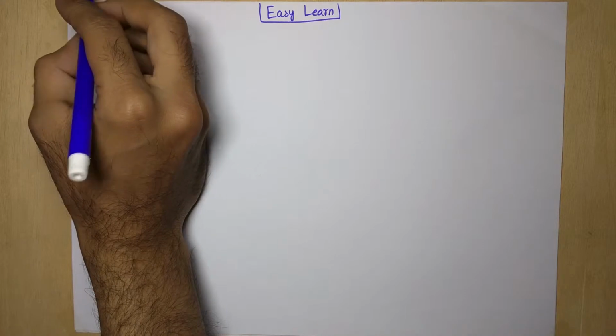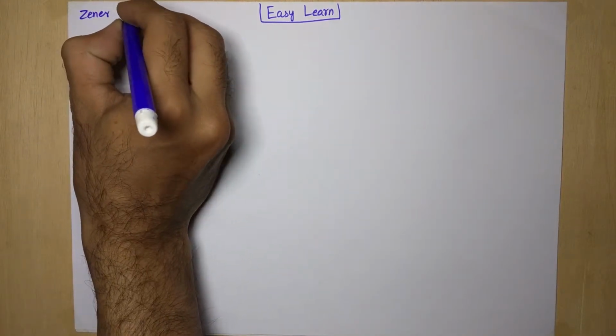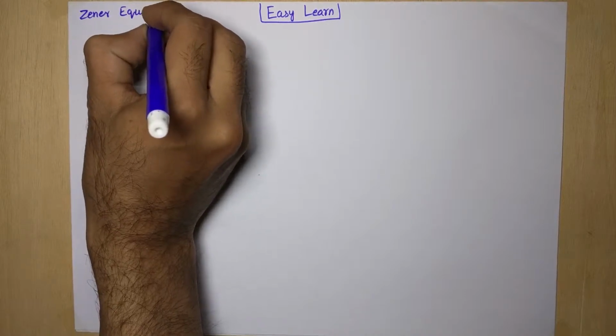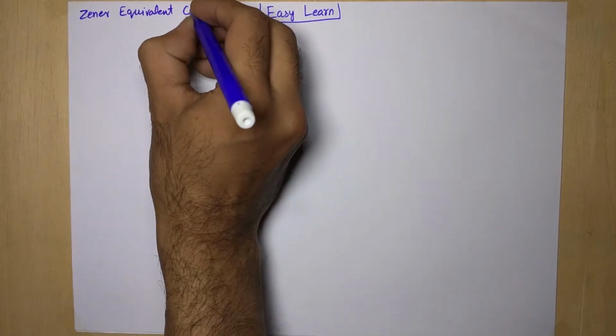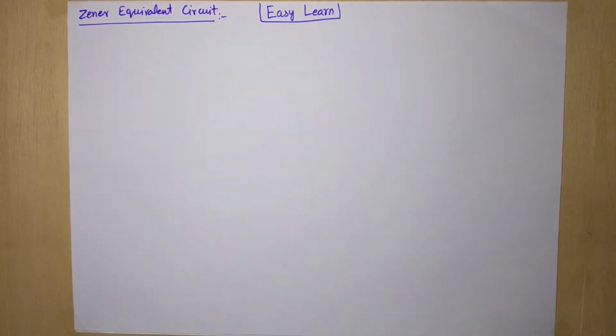Okay, first of all, we recap the last episode. We had discussed the breakdown characteristics of a Zener diode and also discussed how it regulates the voltage, how it is used as a voltage regulator. Now, in today's topic, I will discuss the Zener equivalent circuit.